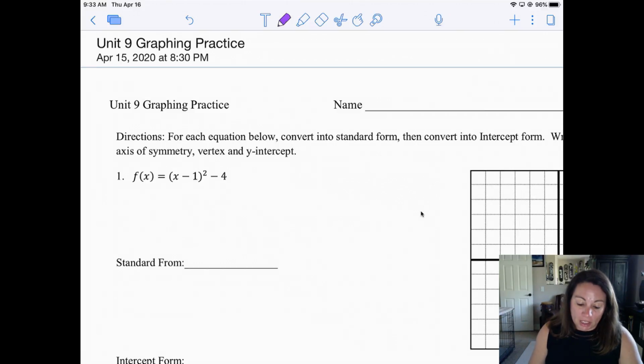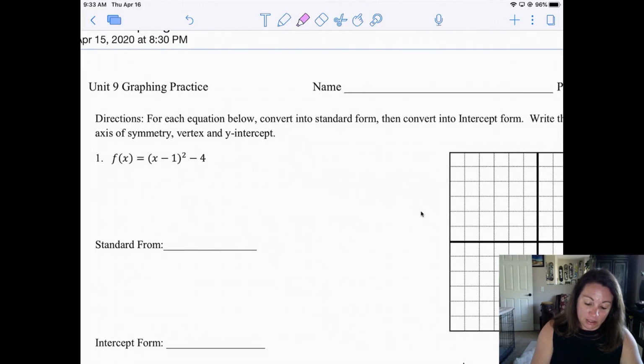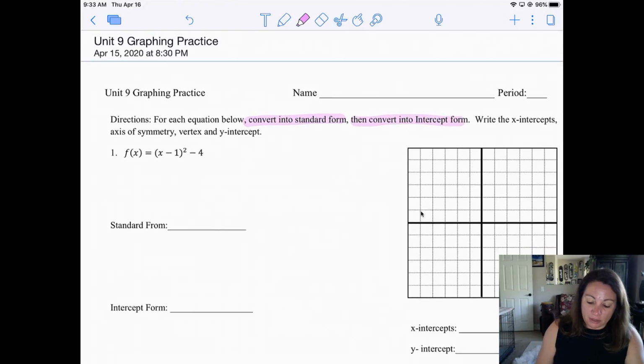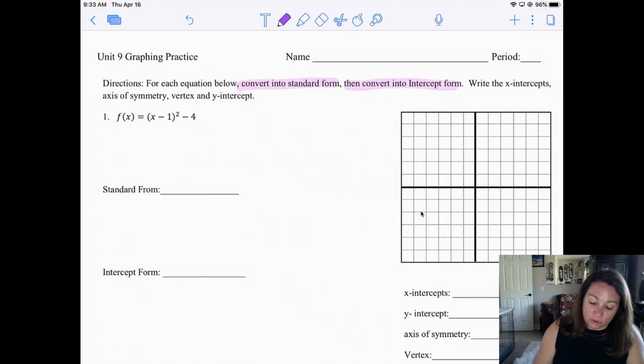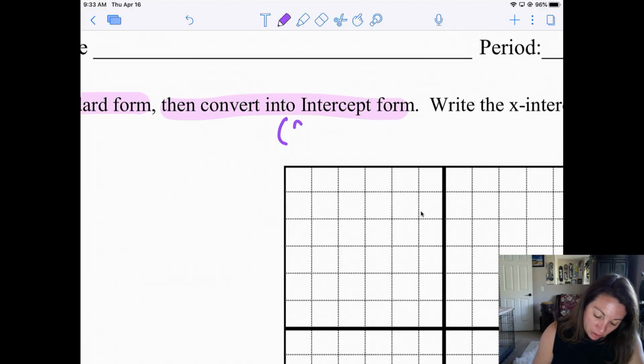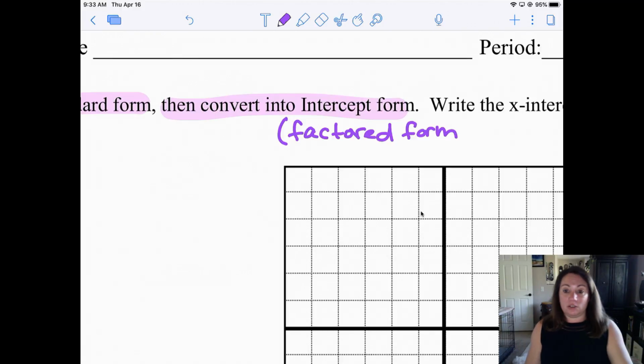Good morning. We are going to look at how to take a quadratic equation in vertex form and change it into standard form, and then intercept form, which for those of you that may or may not remember, is actually what we call, or can be called, sometimes referred to as factored form. That's why we have been factoring so much, because when you take a quadratic and you put it into its factored form, then you know the intercepts.